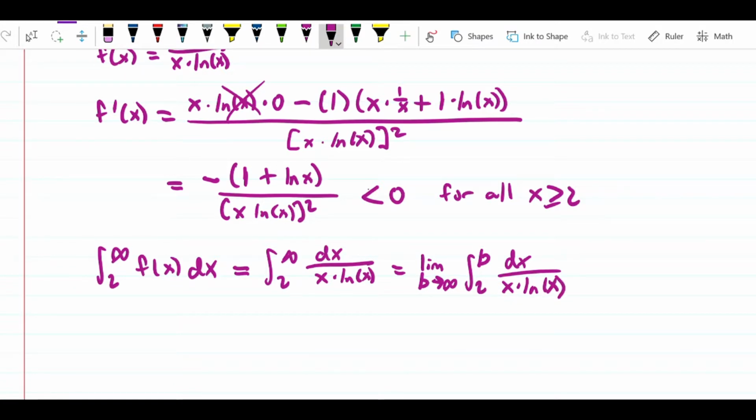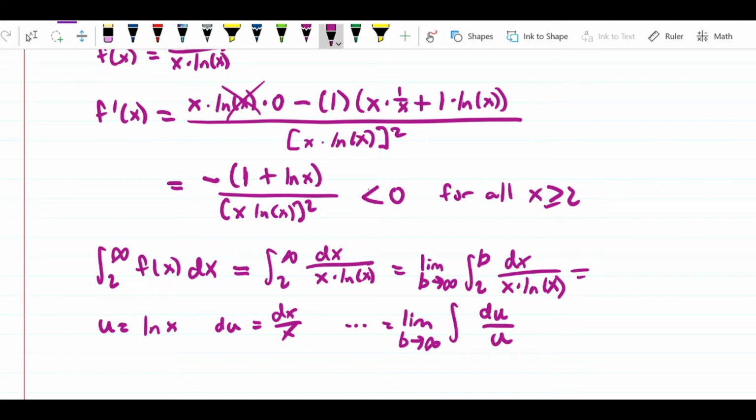And using u substitution, let's let u equal ln x, so du equals dx over x. That means that the given integral is equal to the following limit. It's not three dots, it just means that I'm continuing this equals here. So this is going to be the limit as b approaches infinity of the integral of du over u. I've got to change the limits. Since u equals ln x, that's going to be ln 2 up to ln b.